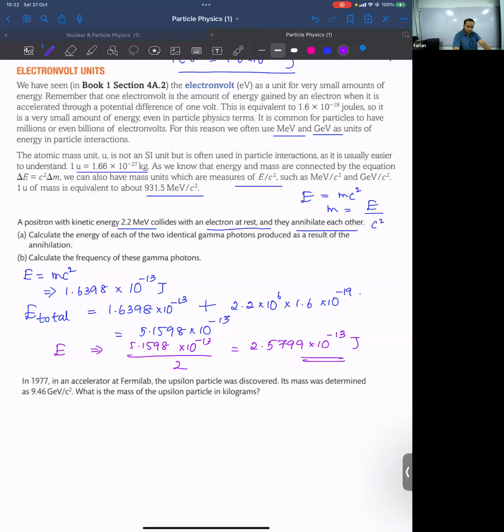A positron with kinetic energy 2.2 mega electron volts goes and collides with an electron which is at rest. They annihilate. Calculate the energy of each of the two identical gamma photons produced. The question says two gamma photons are produced. What we found here is the total energy which is produced. So the question says there are two gamma ray photons and they are asking for the energy of one gamma ray photon. So I divided it by 2.